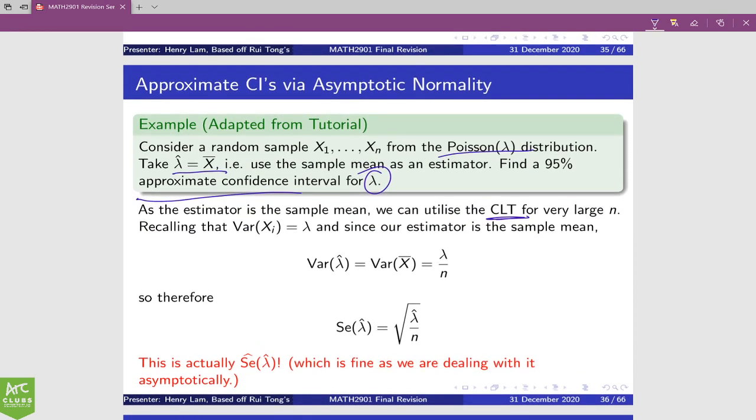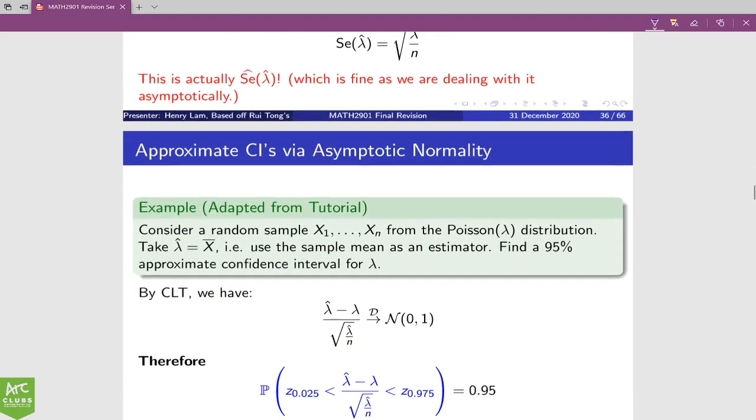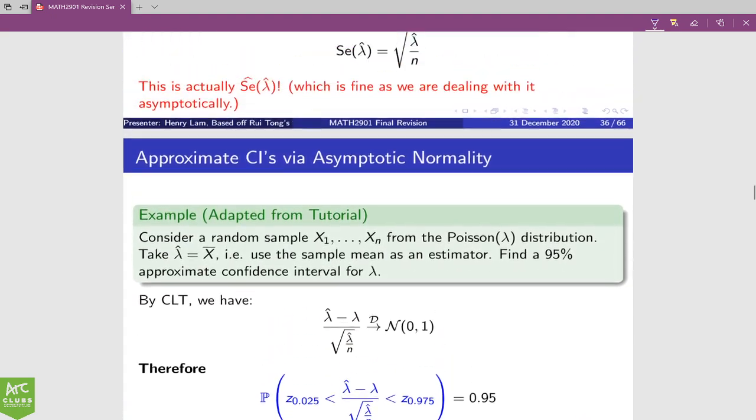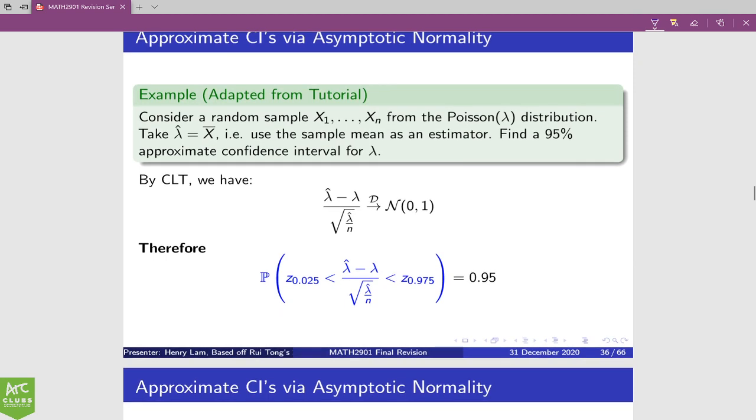And by using CLT, we know it's asymptotically normal. And so we can just pretend it is normal and plug things in as if it were normal. This is how you would do it. You know it's asymptotically normal.